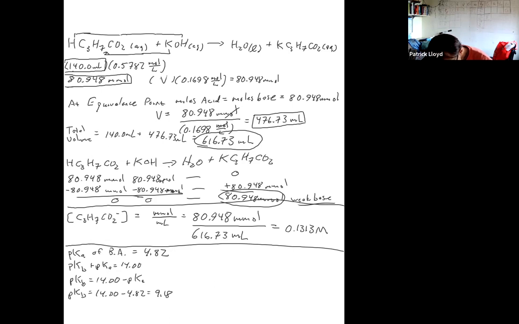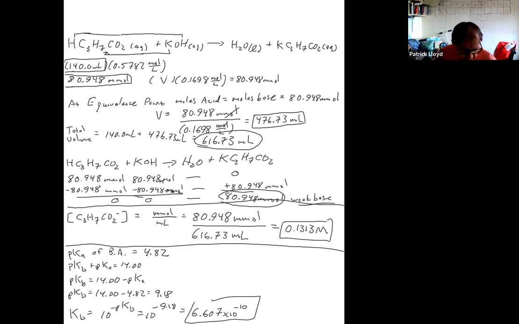And then Kb would just be 10 to the minus pKb. So 10 to the minus 9.18. Okay, so I'm going to make that a 10 to the x of minus 9.18. And you get 6.607 times 10 to the minus 10. So there's your Kb. So I'm going to write that Kb down. I'm going to write my initial concentration down.